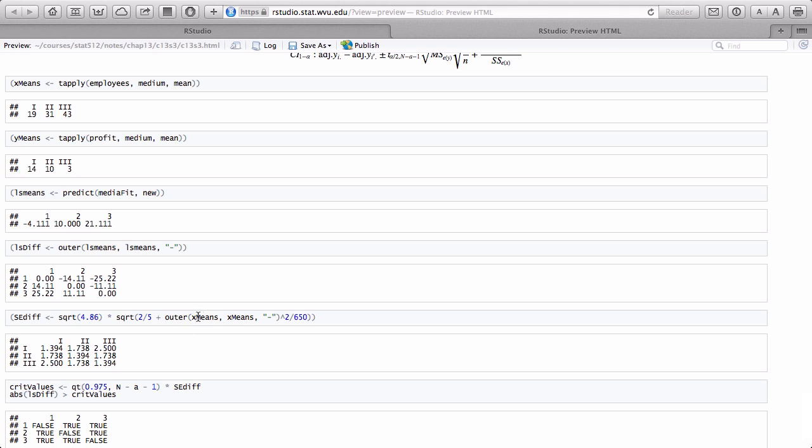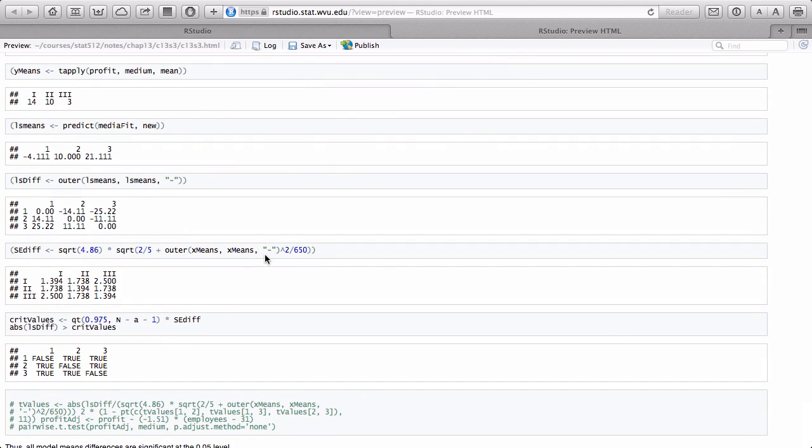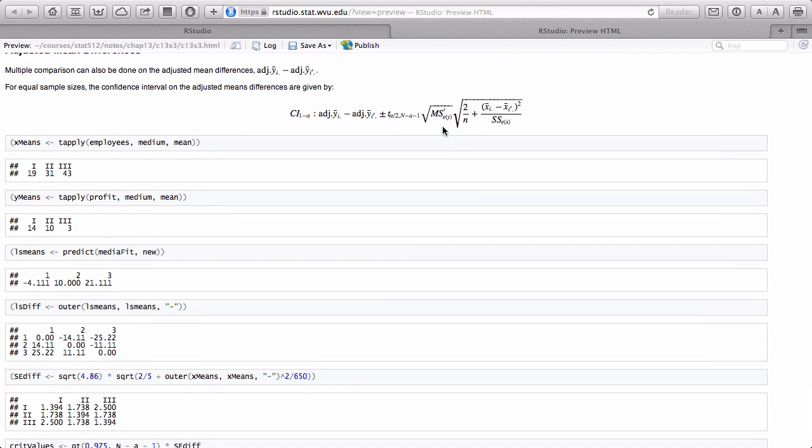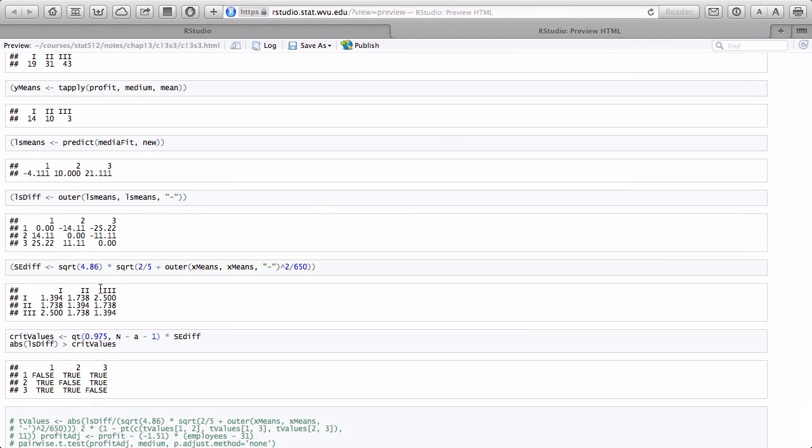I can take an outer product of the x bar means with a difference to get all these possible differences, x bar sub I minus x bar sub I prime. I could get all those differences using the outer product. And then 2/5 is simply 2 over n. This is the square root of the residual mean squares for y, which is 4.86.